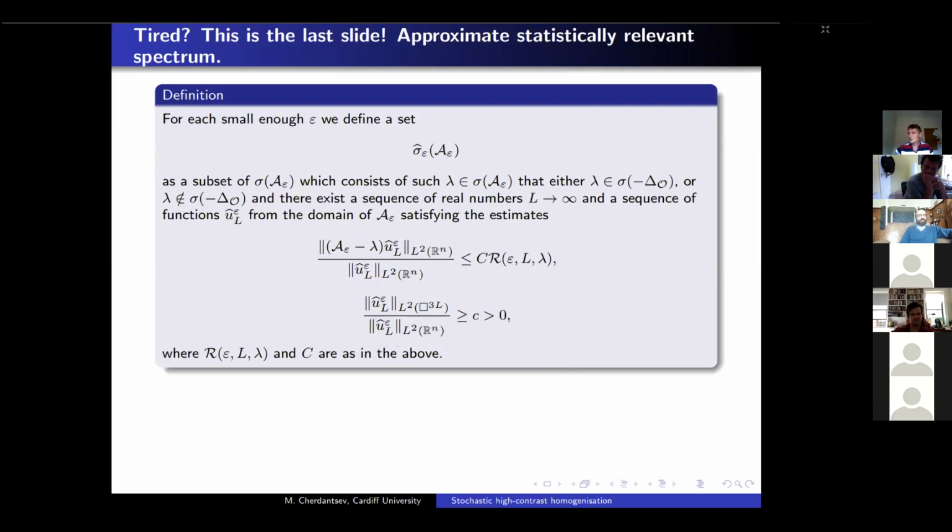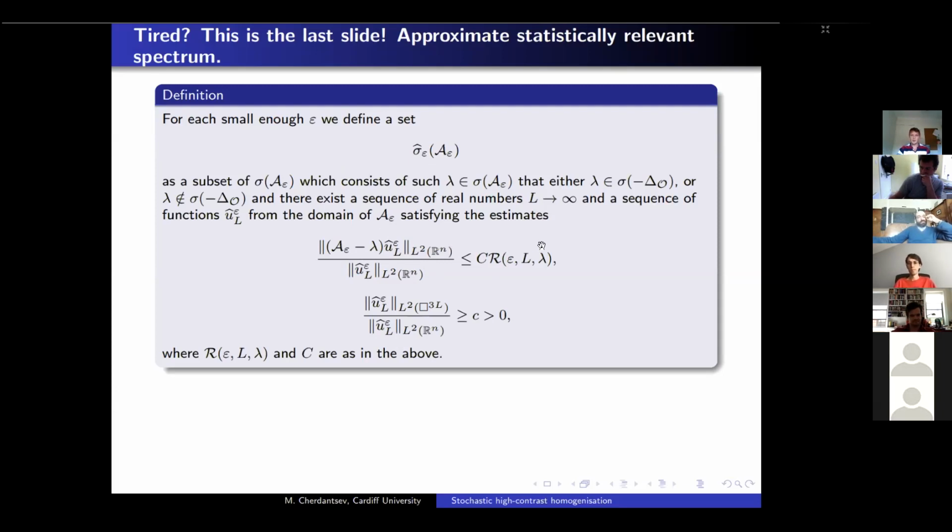And this is the last slide, which I called approximate statistically relevant spectrum. We don't really have the name for this. So basically, what I just talked about was about the limit points of the spectrum of A epsilon. Now I want to look at the spectrum of A epsilon for fixed epsilon and try to separate the statistically relevant bit from the statistically not relevant bit. The idea is the same. You need to have a Weyl-type sequence with some error term, which is exactly as in the proof of the previous statement.